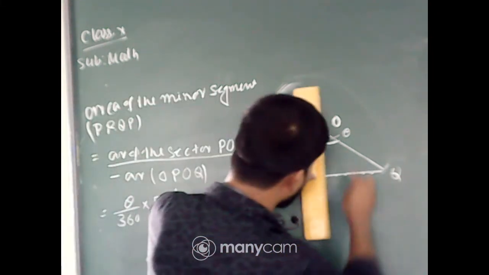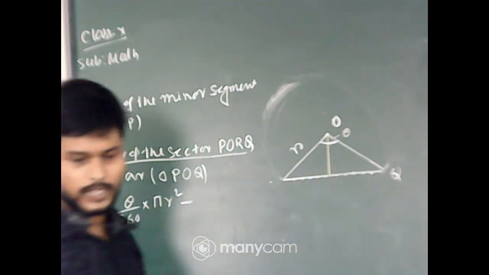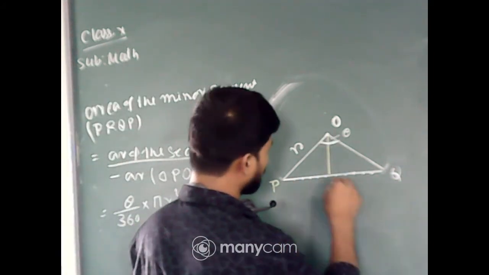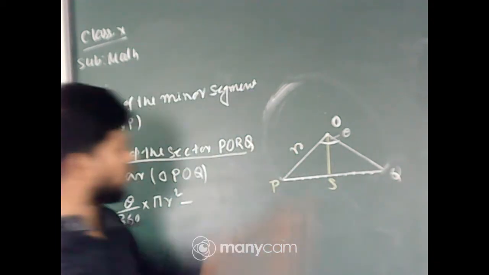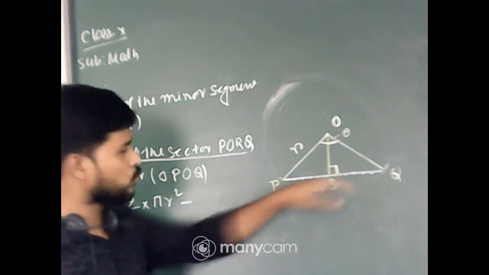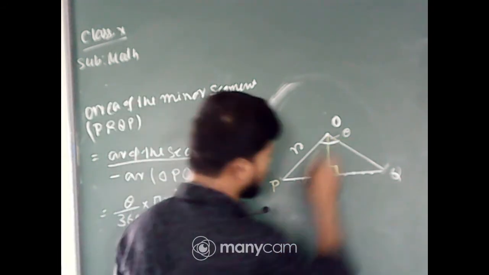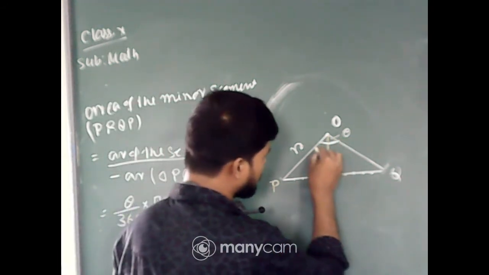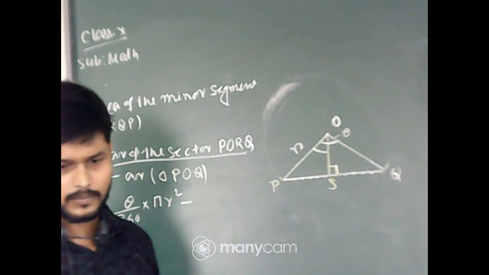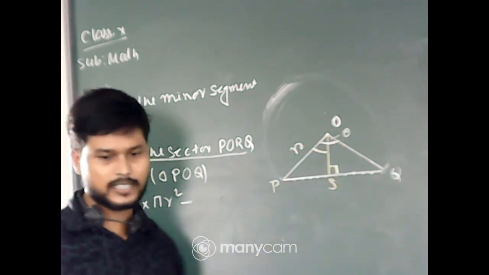From the point O, we'll draw a line. Okay, let this be O, that point was P, Q, and this is S, suppose. OS is a perpendicular line drawn from the center of the circle to the chord. Now look, if this angle is theta, can you tell me what will be the value of angle POS if the total angle is theta?